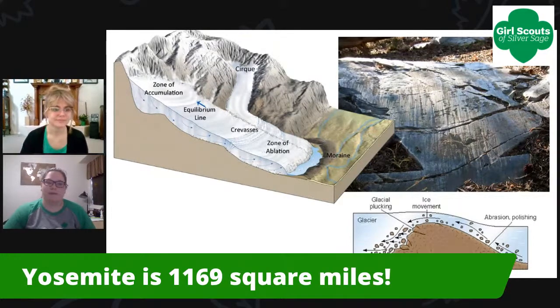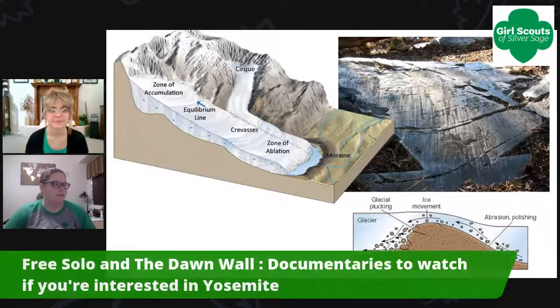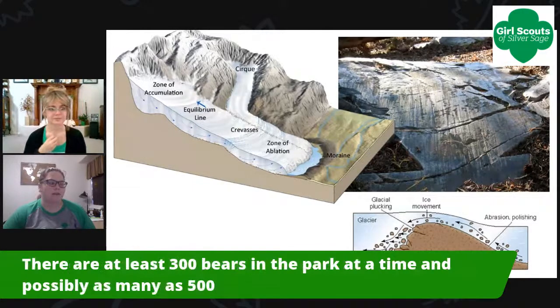Another fun fact about Yosemite is it's a haven for bears. They have over 300 bears in the park at any given time, and up to 500 at the most. So it's a very hot topic to keep your food in a bear box, to keep bear spray with you, because it's so high in altitude that the bears love the temperature up there. They love the glaciers because it gets them fresh water, and they love the trees because they can scratch their backs on them. It's just a great place for bears to live.